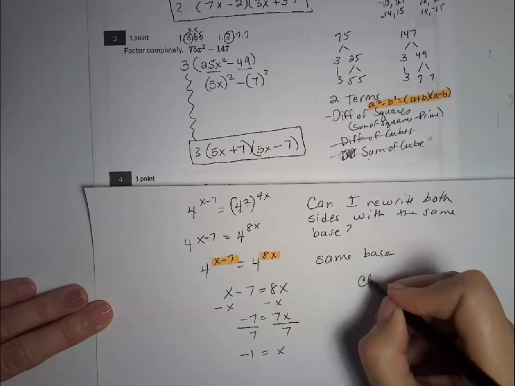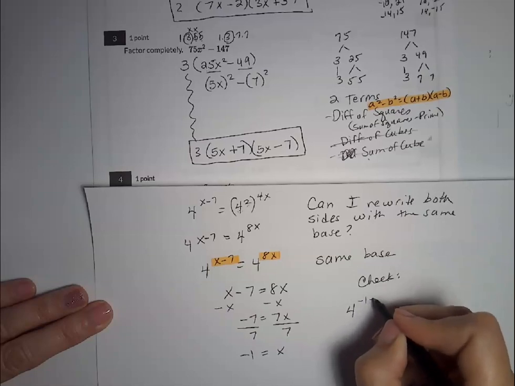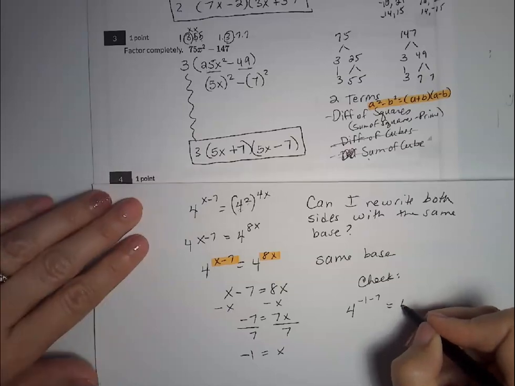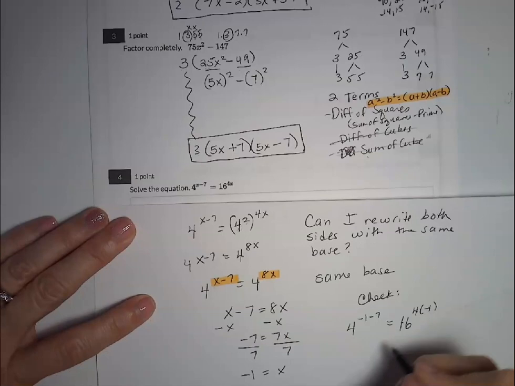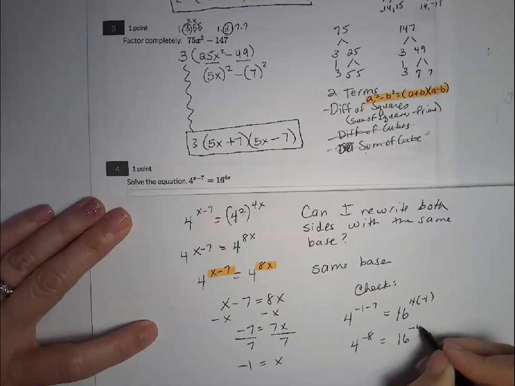And I would want to check that. So I would say 4 to the negative 1 minus 7 is equal to 4. My original problem said 16 to the 4 times negative 1. And that would be 4 to the negative 8 is equal to 16 to the negative 4.